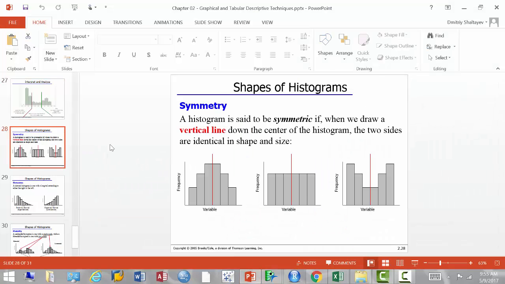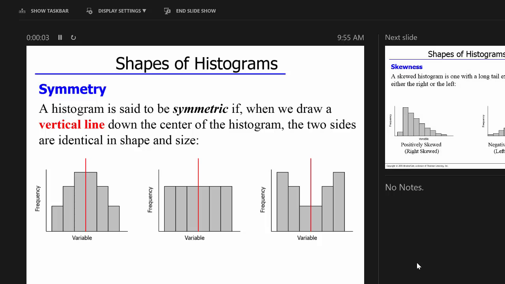All right, so let's talk about how you characterize the shape of the histogram, the shape of the distribution. First of all, histograms can be symmetric or not symmetric, which we call asymmetric. Symmetric histograms can look like that. This shape is actually going to be very popular later on when we discuss distributions.